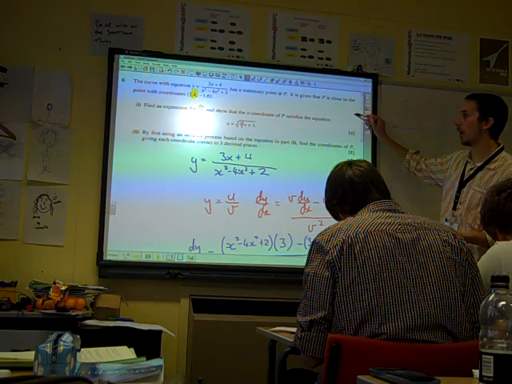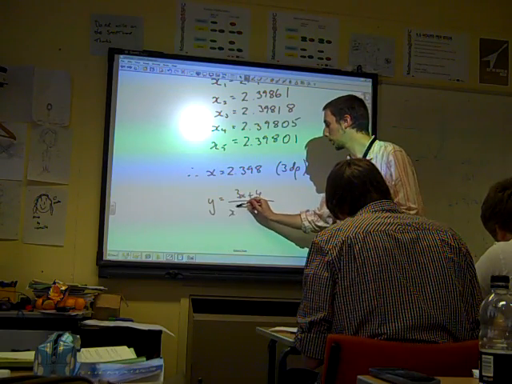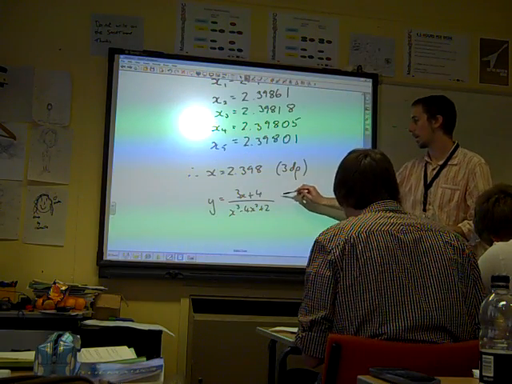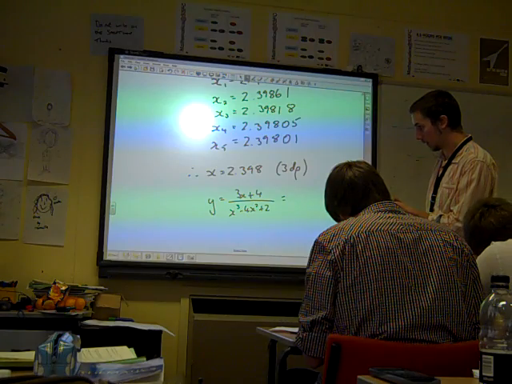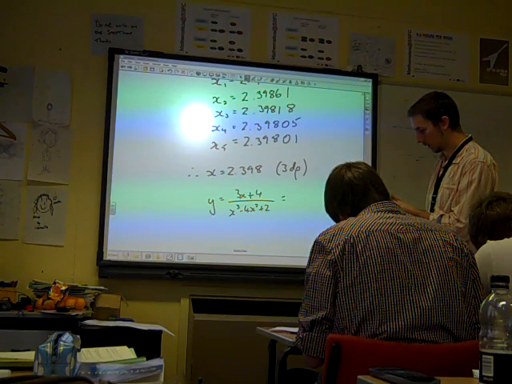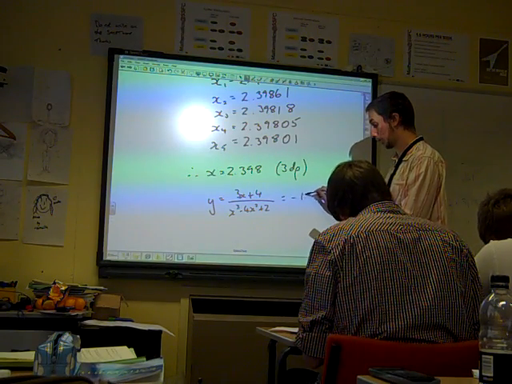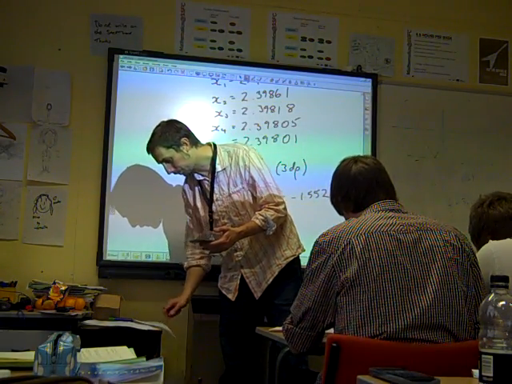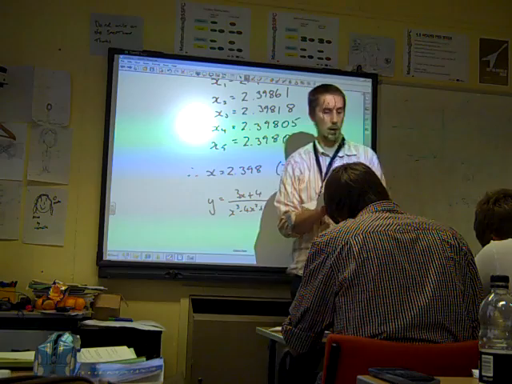Right up at the top, 3x plus 4 over x cubed and 4x squared plus 2. And so we put that answer in, and I've got minus 1.552 out of that as my x and y values. Alright, are we happy with that?